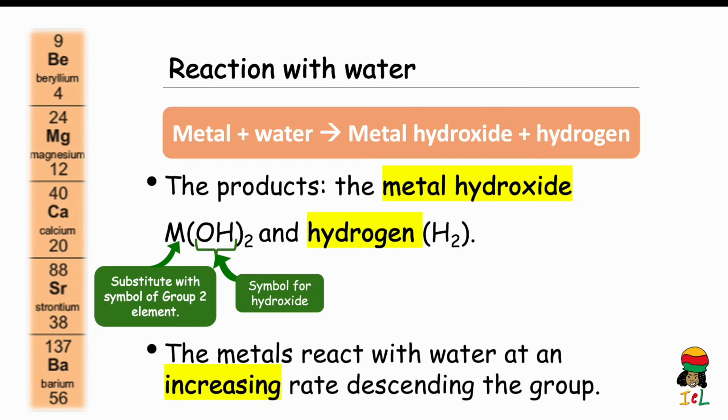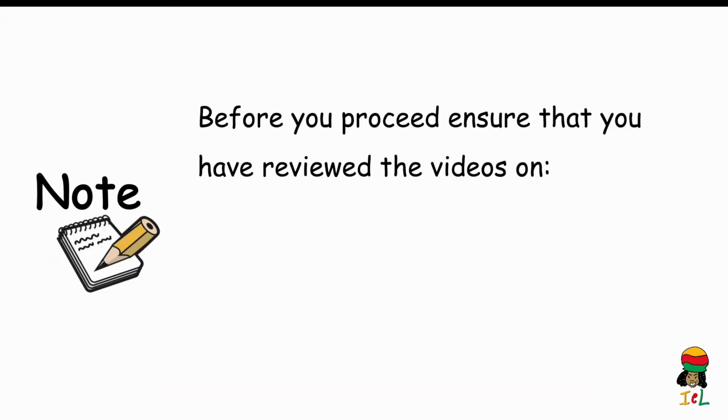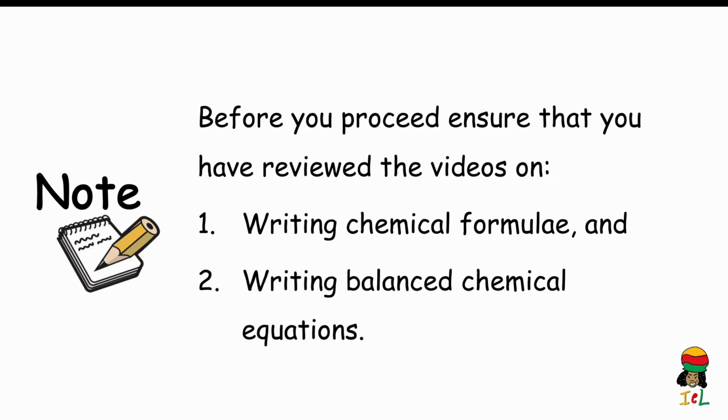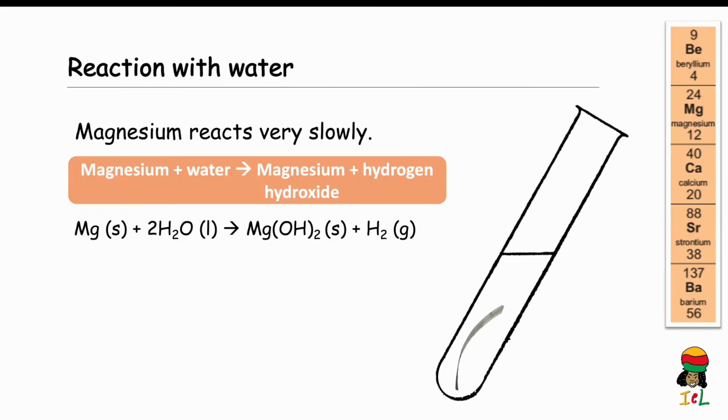Keep in mind that reactivity of the Group 2 metals increases down the group. Therefore, the metals react with water at an increasing rate descending the group. Before proceeding with this lesson, ensure that you have reviewed the lessons on writing chemical formulae and writing balanced chemical equations. First, we will examine the reaction of magnesium with water.